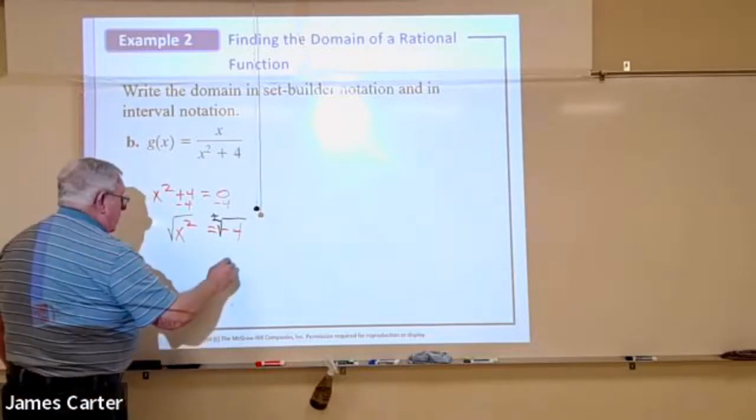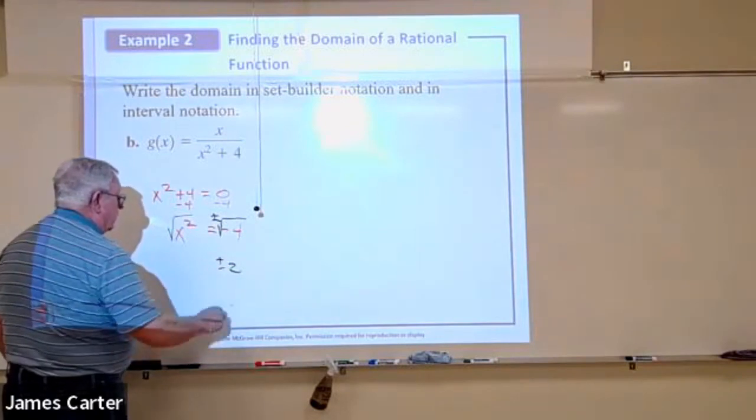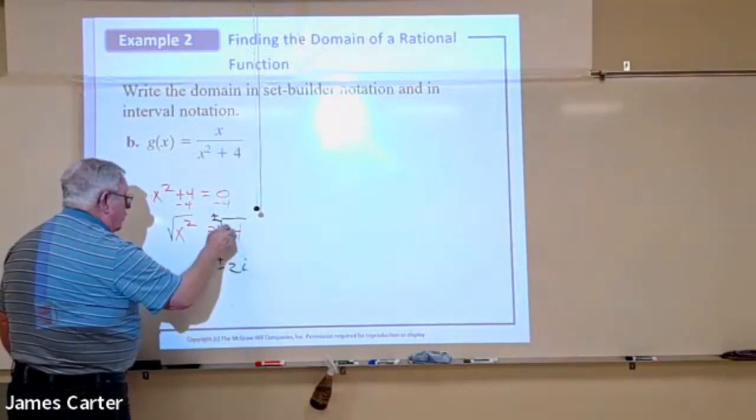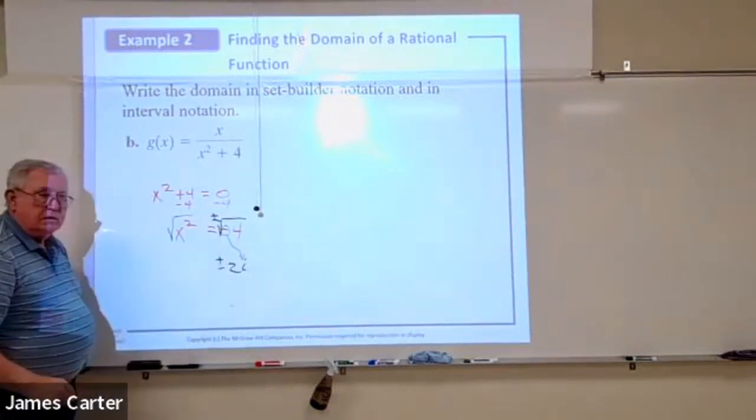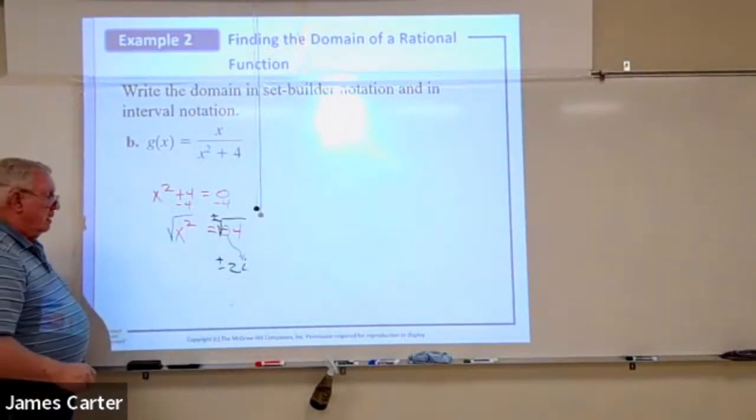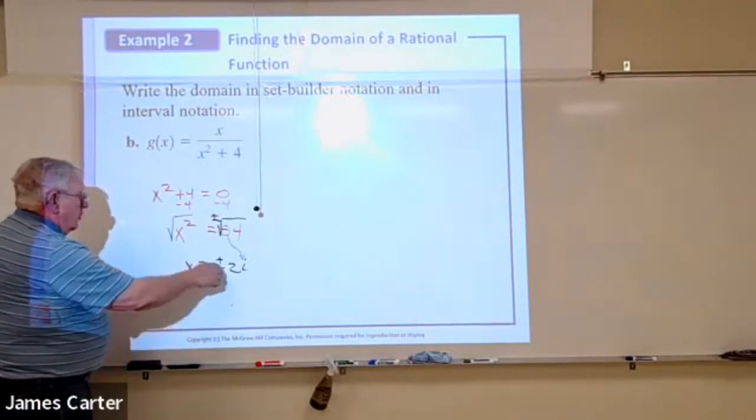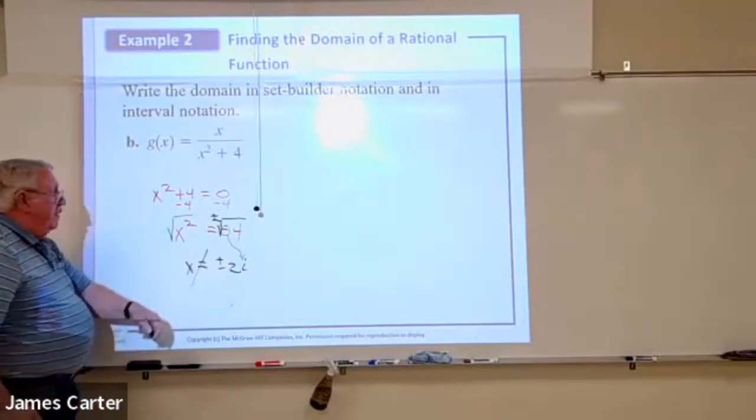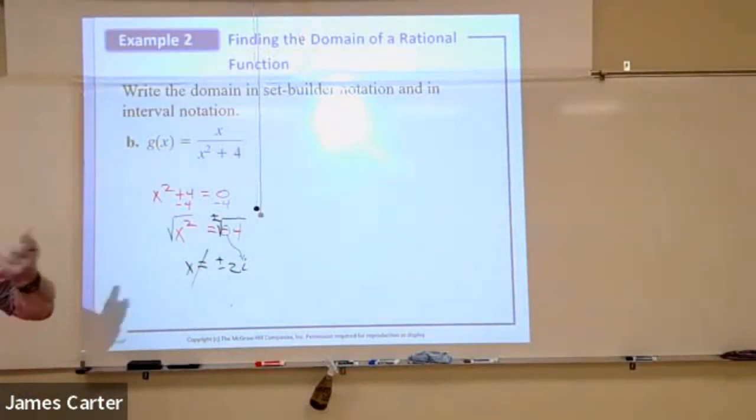Okay? Well, the square root of 4 is 2, and we got a plus or minus of them. And then that square root of -1 gives you i, which stands for imaginary. So these are the two values that it can't be. Well, guess what? They're already imaginary, so they can't be anyhow, because you can't graph imaginaries.